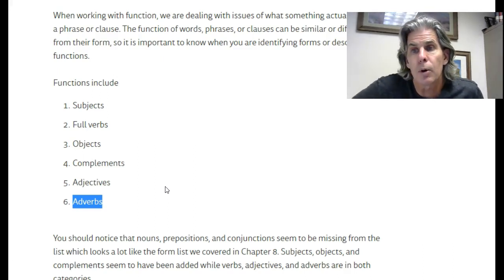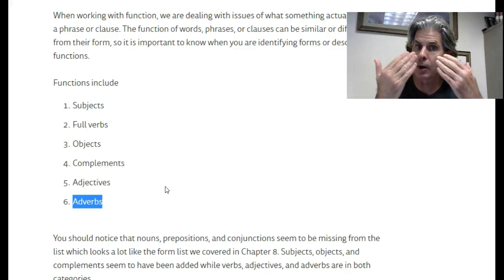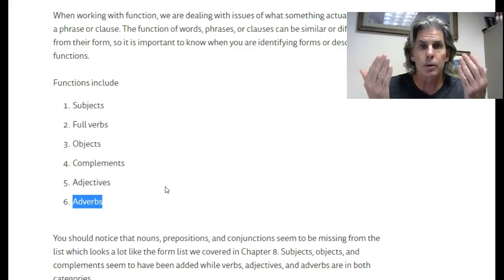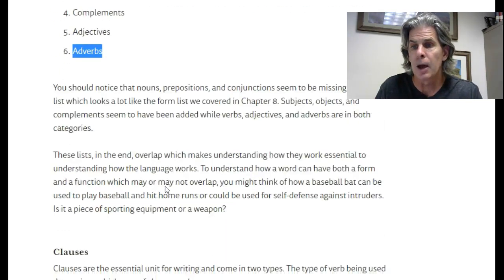So it's important to know that function is what something undertakes and does in a sentence. And you have to understand that they do overlap, but you are talking about two different things, really, that come into contact with each other. And you have to know how they interact with each other, okay?